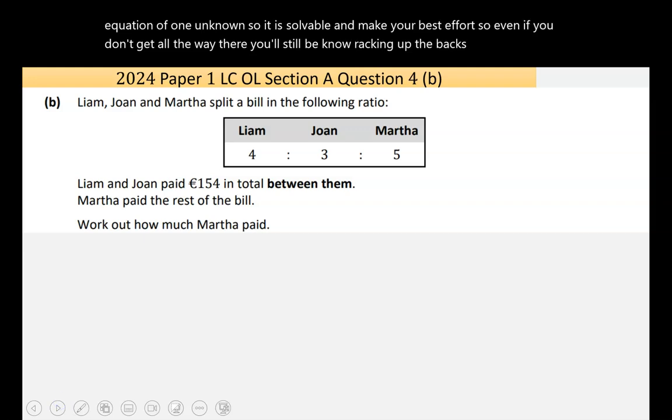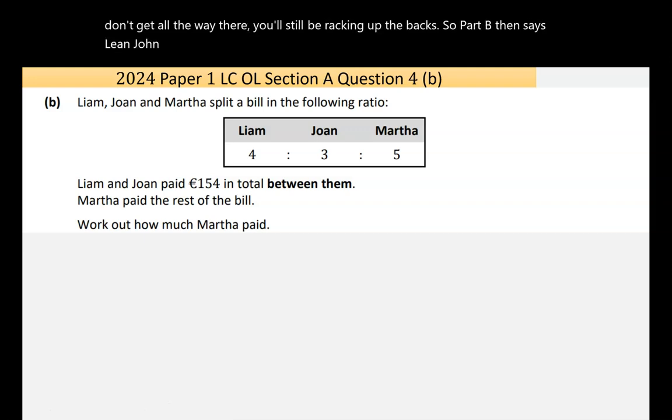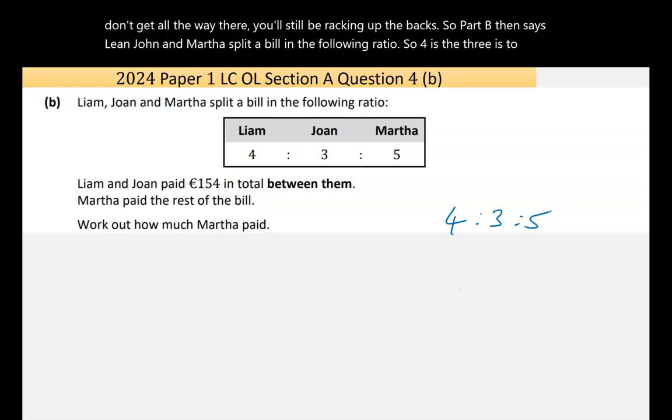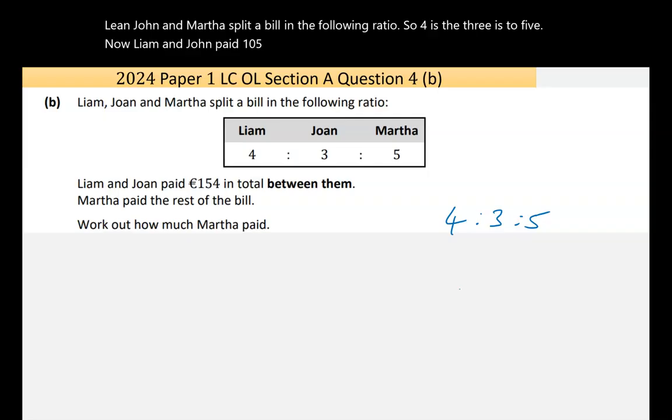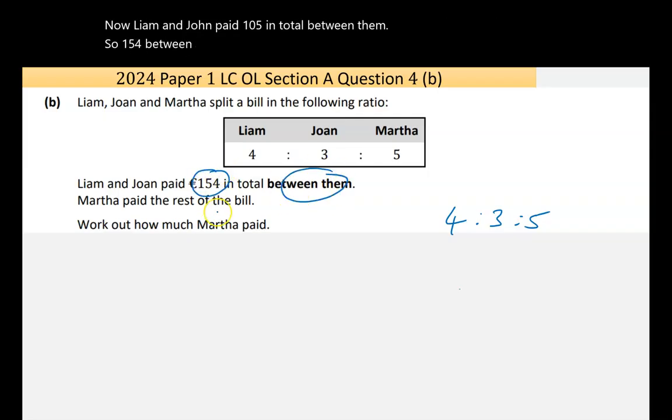So part B then says Liam, Joan, and Martha split a bill in the following ratio: 4 is to 3 is to 5. Liam and Joan paid 154 in total between them. Martha paid the rest of the bill. Work out how much Martha paid.